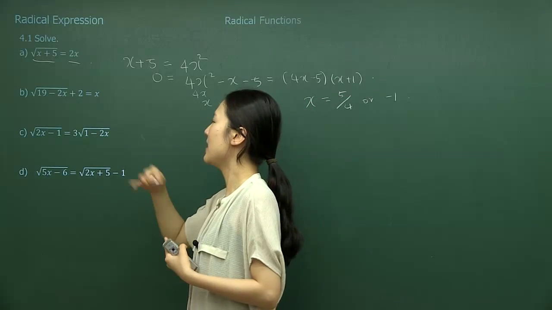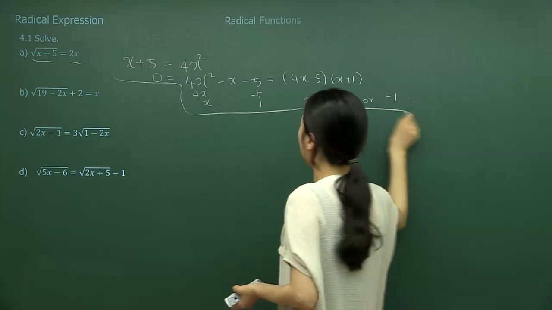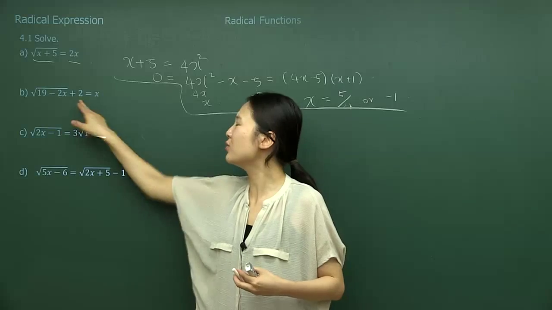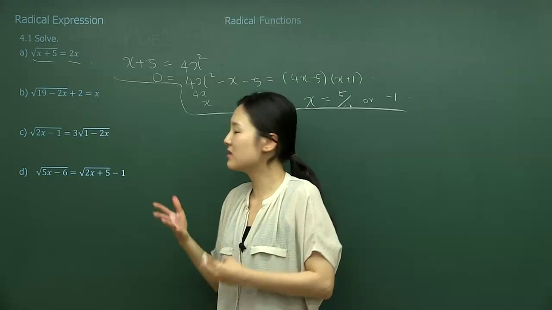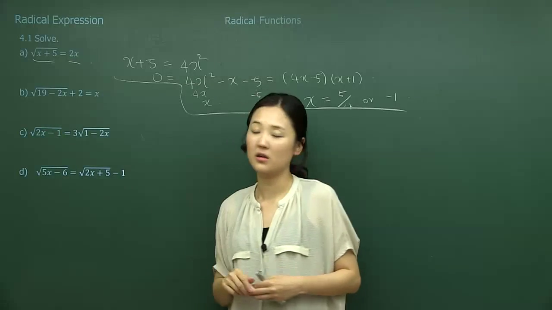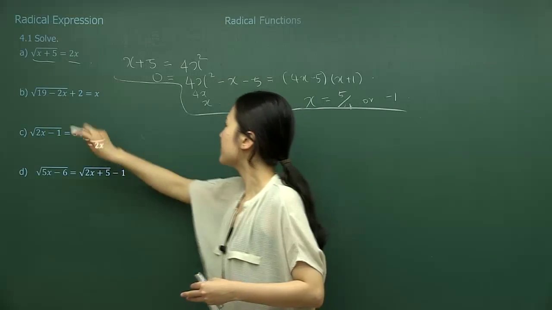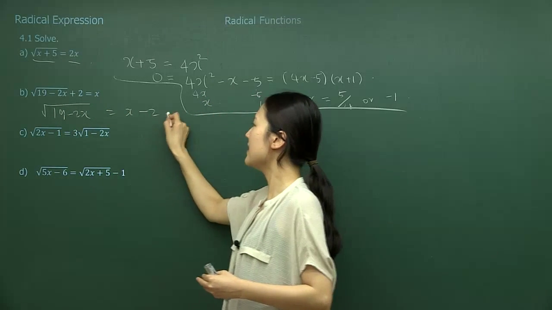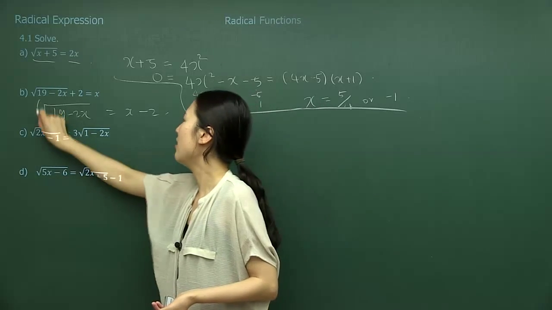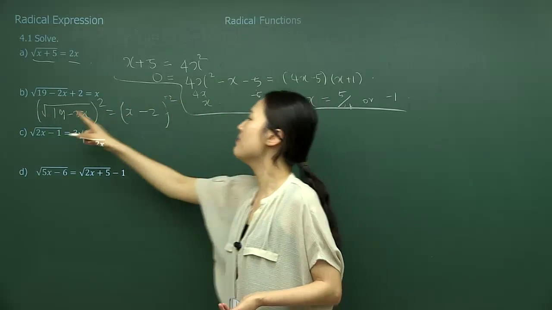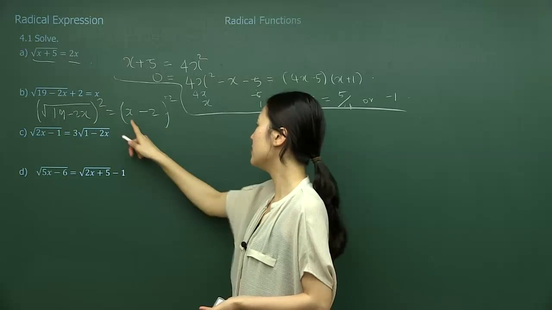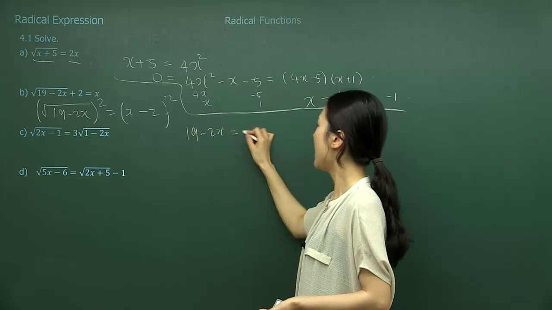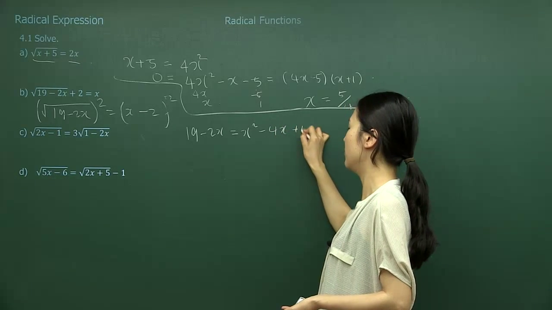However, things might get a little bit more complicated. For our second expression, when you square both sides, the plus 2 will make things a little bit more complicated if you keep it as it is. However, if you move the 2 to the other side, then things will be much more tidy. Now, after putting everything but the square root to the other side, if you square both sides, you will be getting 19 minus 2x and x squared minus 4x plus 4.